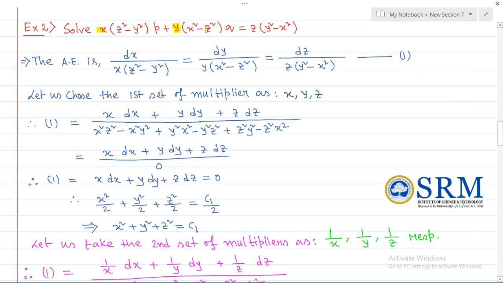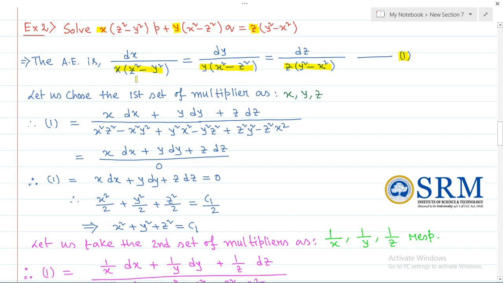So let us come to the second question. Say we have to solve the equation x into z square minus y square into p, y into x square minus z square into q equals z into y square minus x square. So the auxiliary equation is dx upon p, dy upon q, dz upon r, and we will give this as equation number 1.